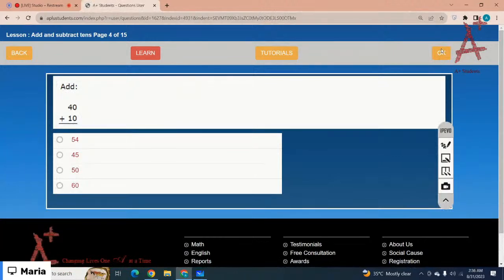Add 40 plus 10. So for the addition, you have to do the same. 0 plus 0 is 0. Just add the digits that are at the tens position. So 4 plus 1 is 5. So the correct option is 50. 40 plus 10 is 50.